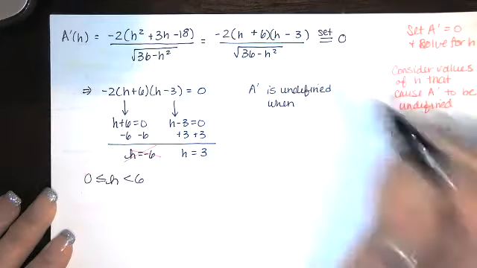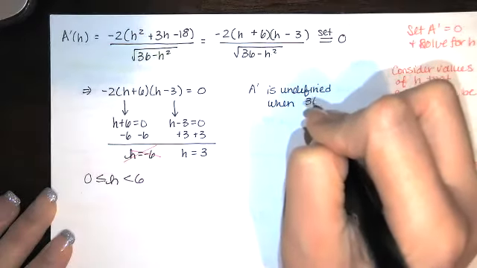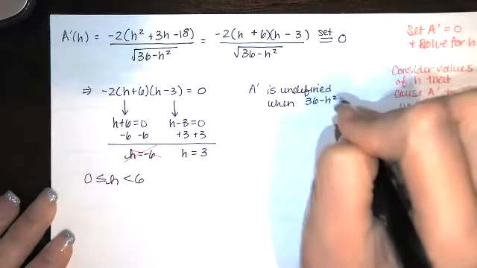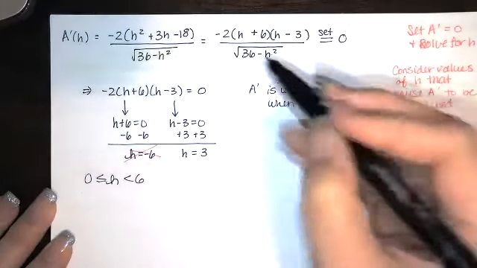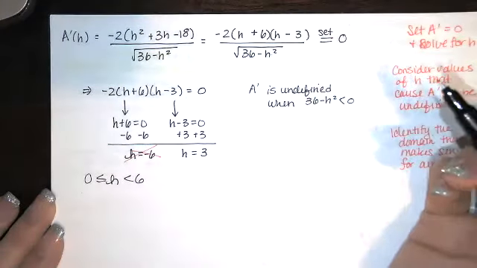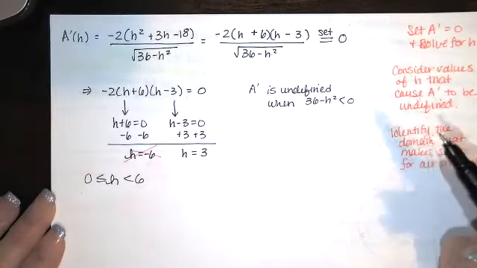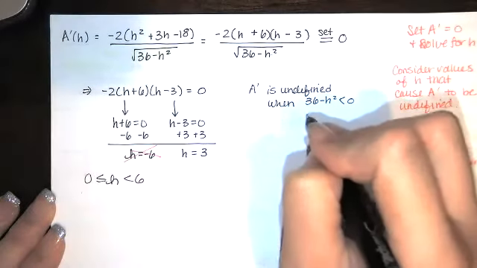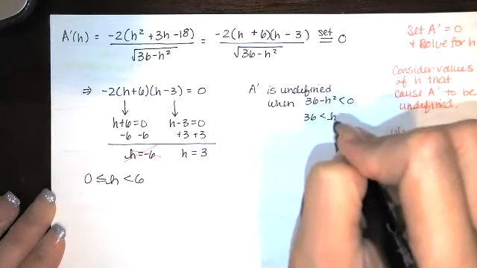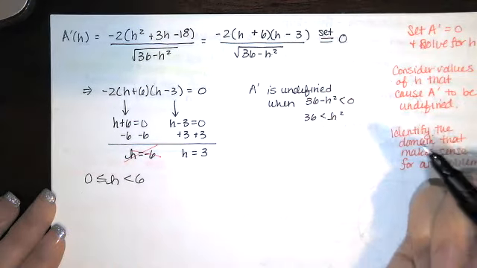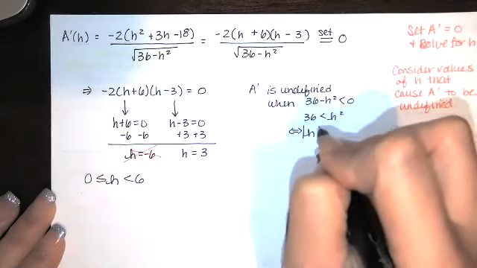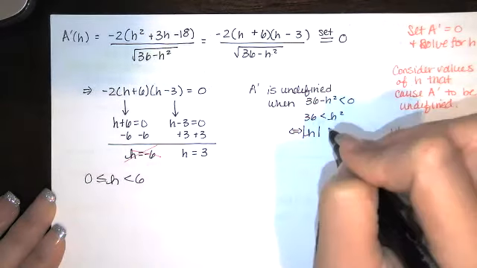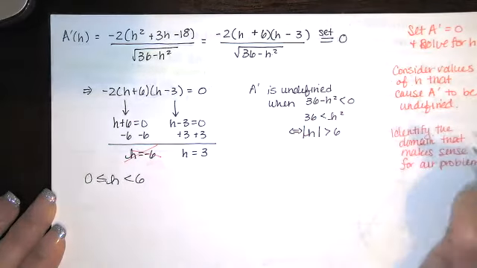When this expression under the radical is negative, because we can't take the square root of a negative number in the real number system. We could take the square root of 0, but it's in the denominator. We can't divide by 0. So a prime will be undefined when this is true. And that means that 36 is less than h squared. And that happens when the absolute value of h is greater than 6.